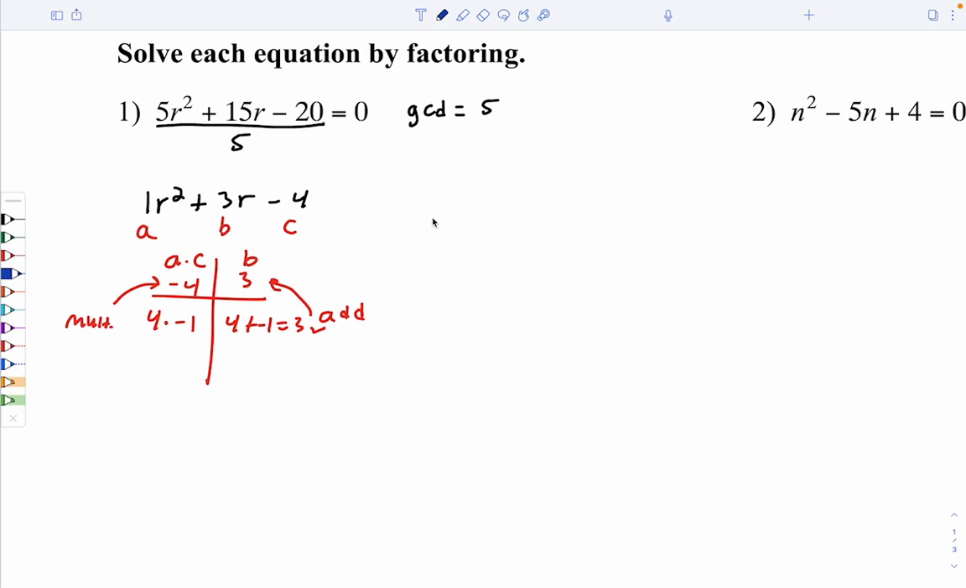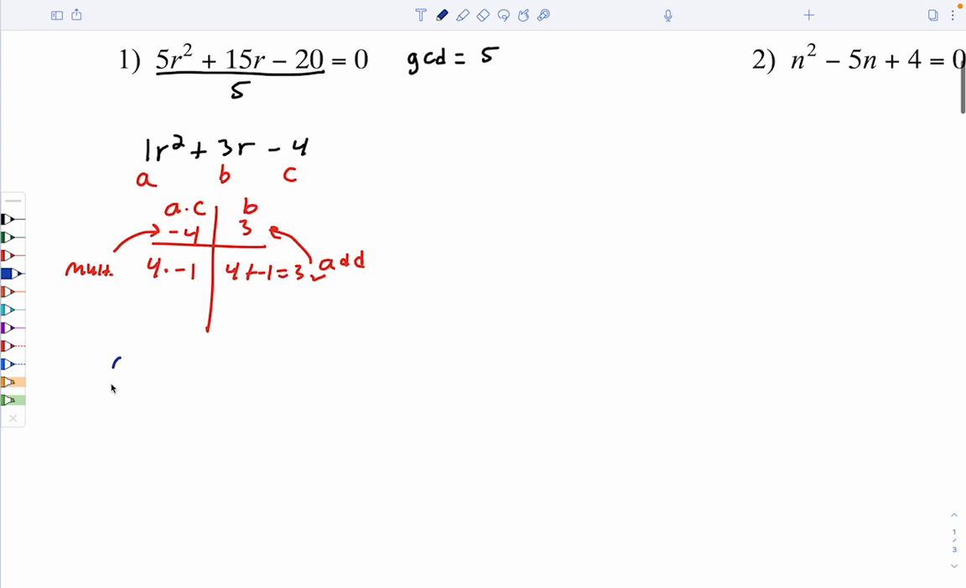So next, you're going to make 2 sets of parentheses. You're going to put a variable in each one. So in this case, it'll be r and r, or x and x. If you want to just use x all the time, that's fine with me. And then the number puzzle solutions, 4 and -1, are going to go inside. So +4 and -1 will go inside.